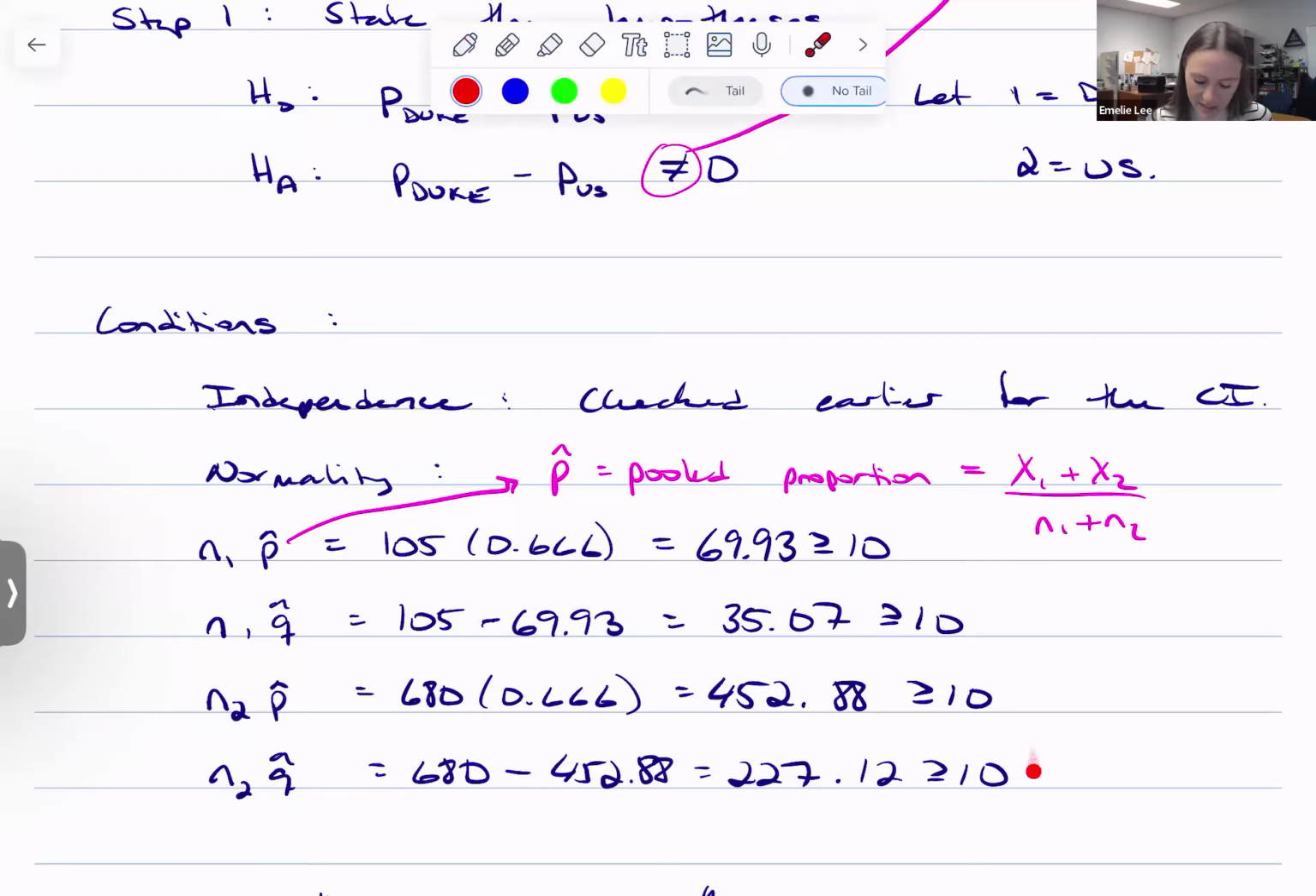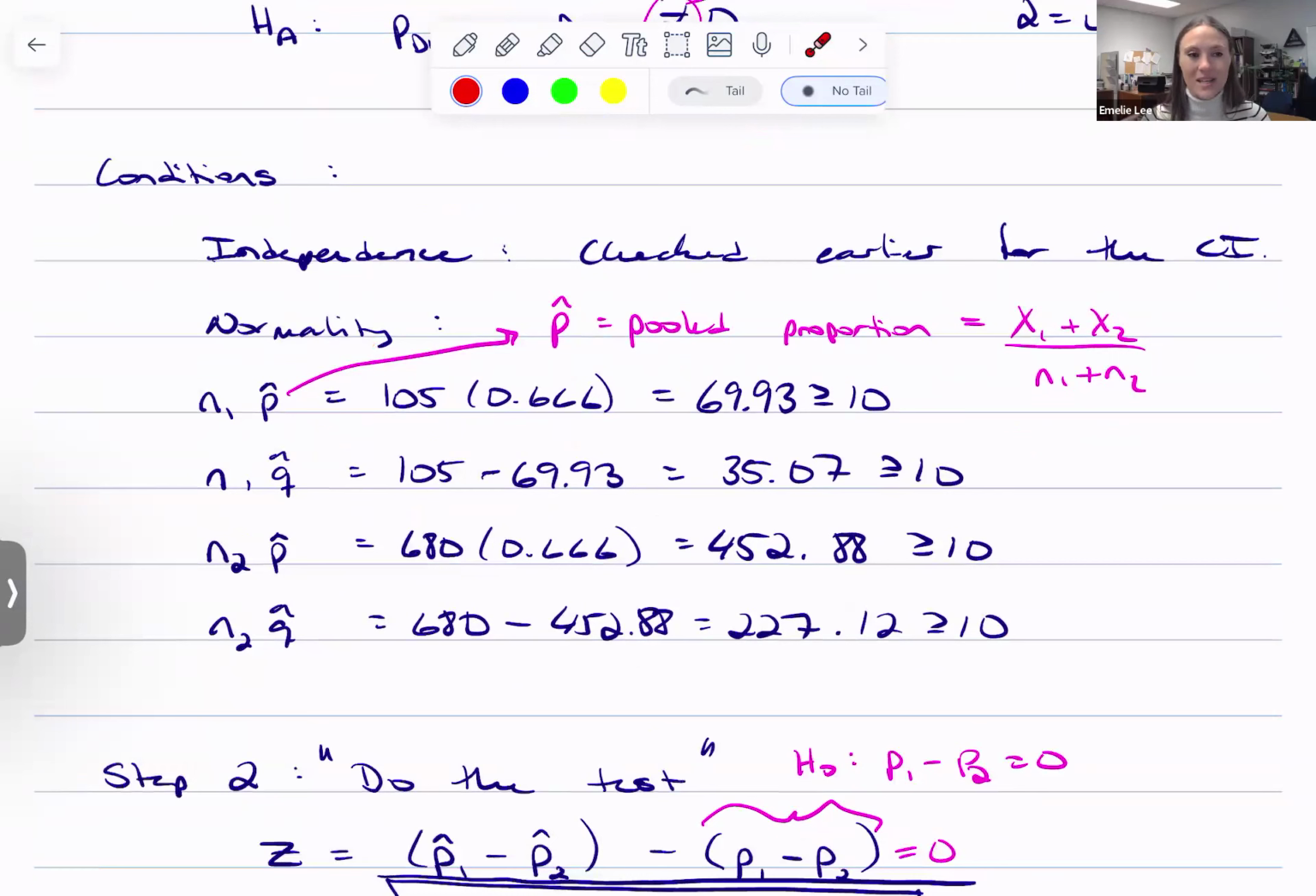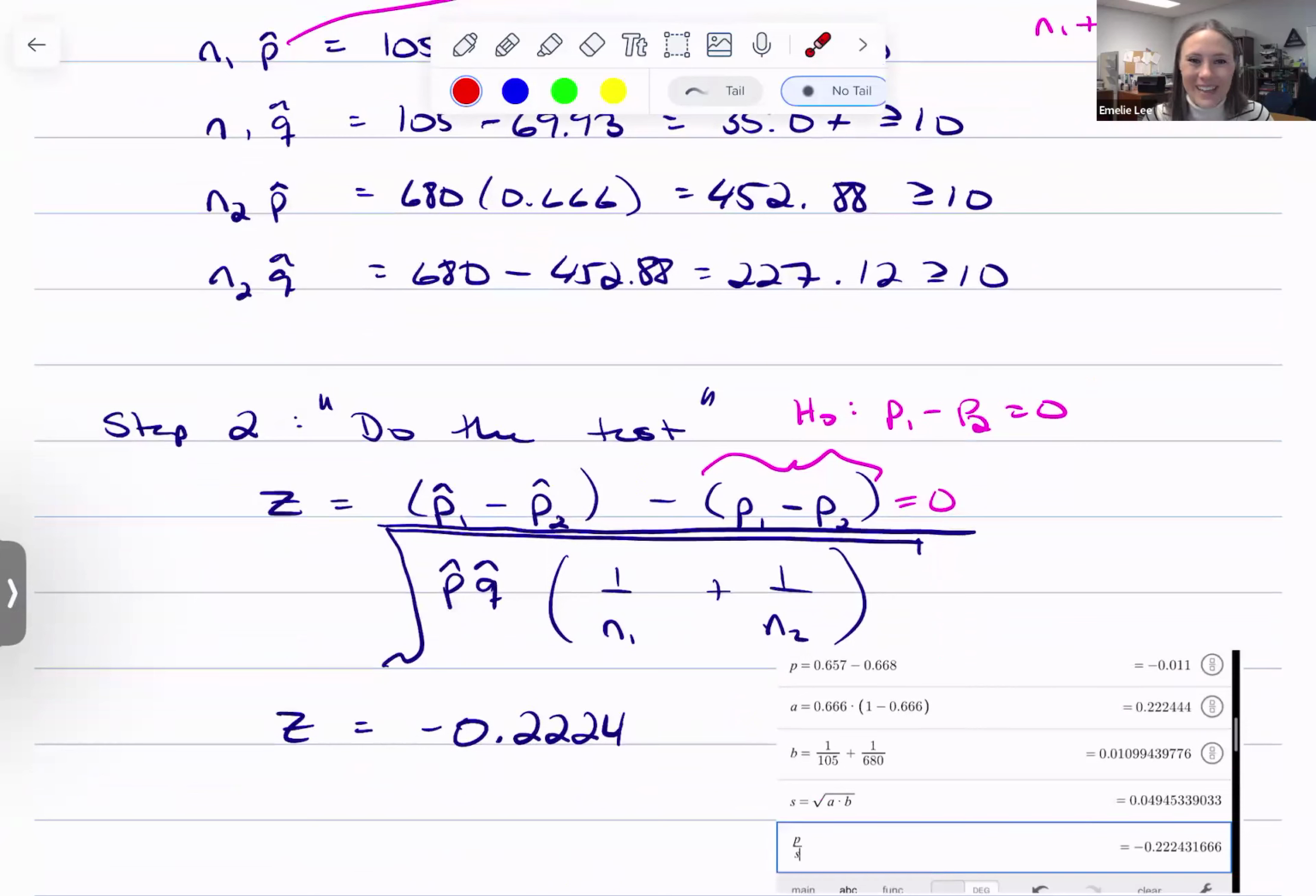So we checked, and the normality condition is met, which just means that our sample size is large enough to assume that it follows a normal distribution. Right? And then in step 2, we said, okay, we're going to do the test, calculate the test statistic is really what we're saying.